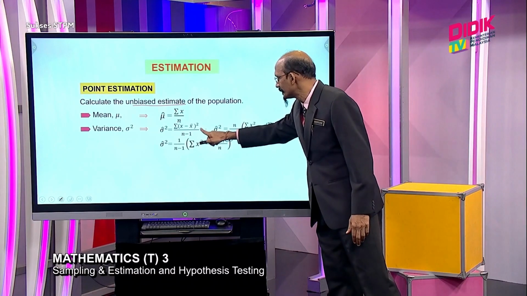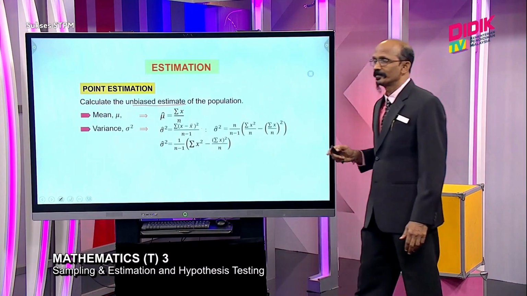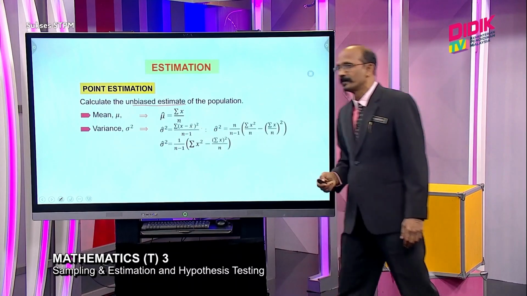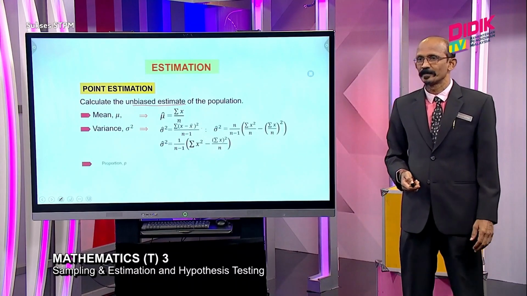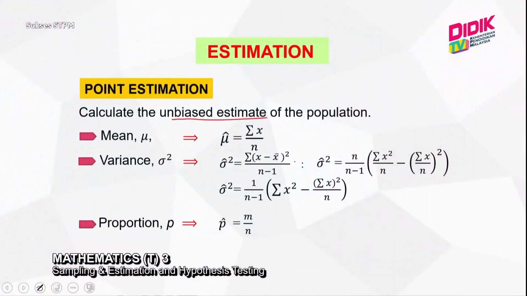Actually, this is the standard formula. All these formulas are derived from here. The student should be able to know this one is derived from here. Okay, the next one is proportion. For proportion, we have only one simple formula. I noticed that each of these formulas has a cap on top of the symbol.